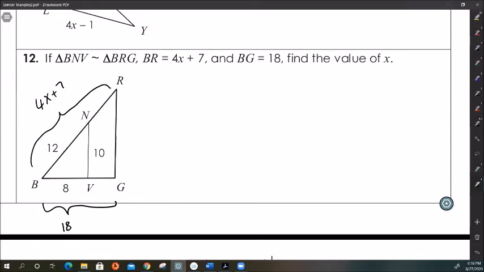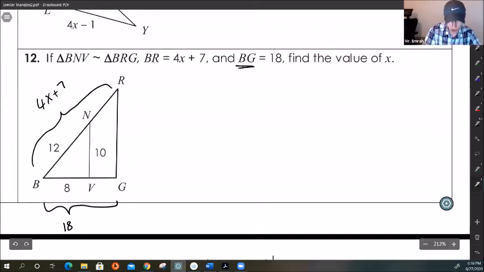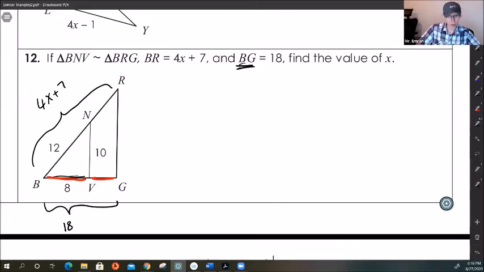It means BG, right? I don't think they meant RG or something. Yeah, so they said BG, so that's 18. Because this side looks longer to me than this VG. So this is given to you as another 10, I guess. But use the given measurements and try to solve for X here. It's not necessarily drawn to scale.